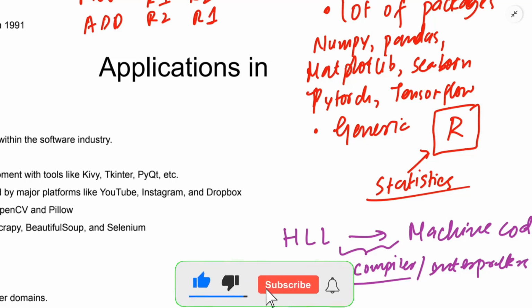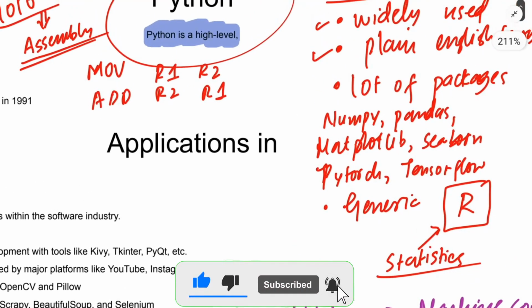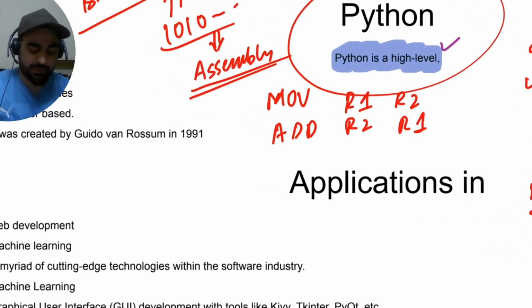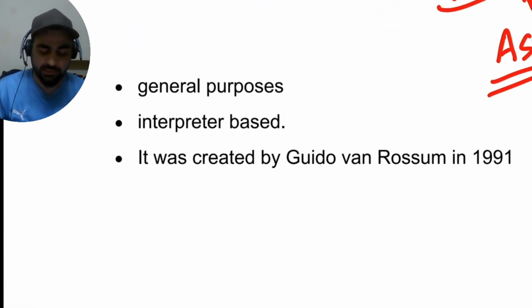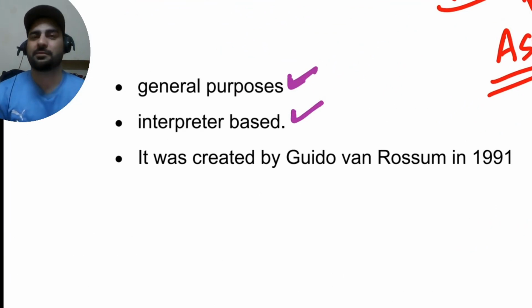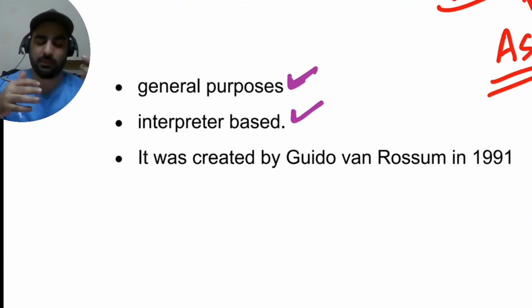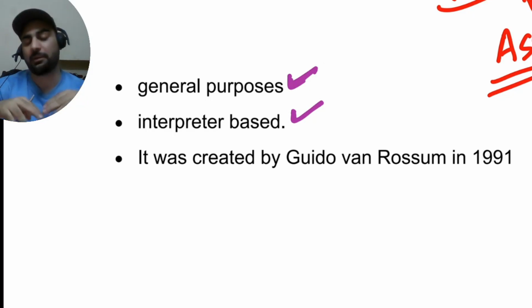So Python is a high level language, and it's an interpreter based language. If you see it right here, I mentioned it is an interpreter based language. And I also told you the meaning of general purpose as well: it can be used for more than one purpose. That we'll see in the applications that Python has. First thing is it's a high level language. Then it is an interpreter based language.